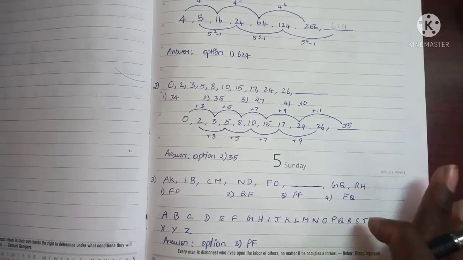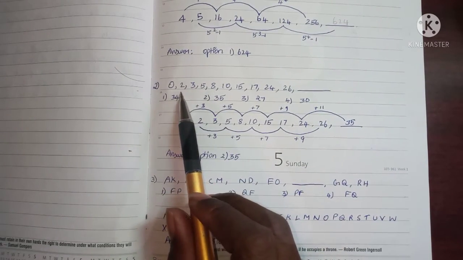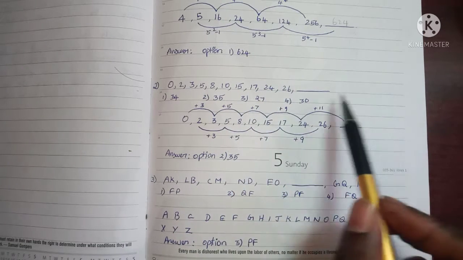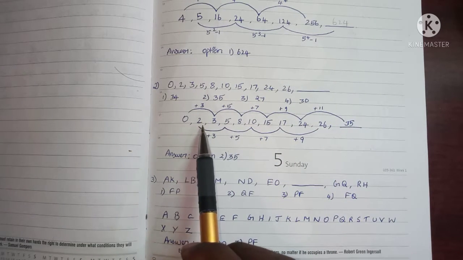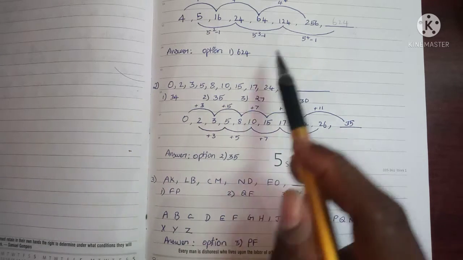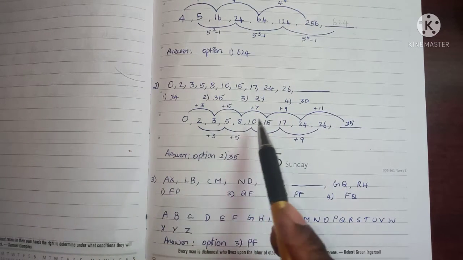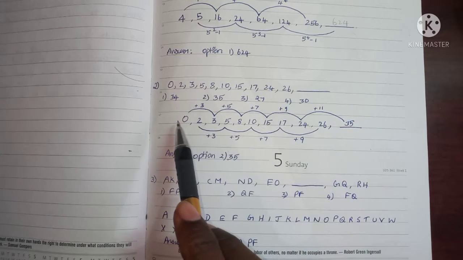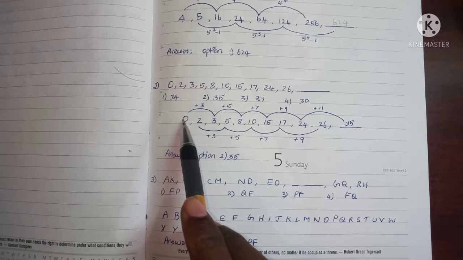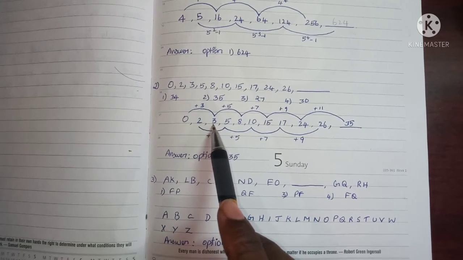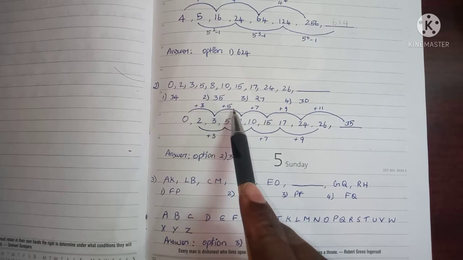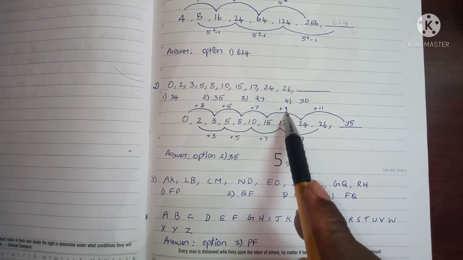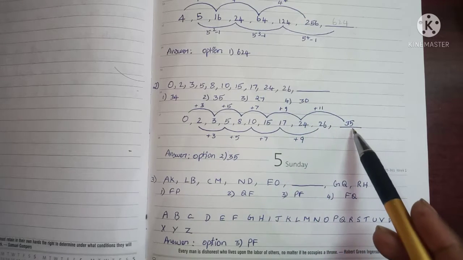And then for the second question, 0, 2, 3, 5, 8, 10, 15, 17, 24, 26 and the next term. So when we see the same principle, the odd places follow a certain principle and the even places follow a certain principle. The odd places follow: 0 plus 3 is equal to 3, 3 plus 5 is equal to 8, 8 plus 7 is equal to 15, 15 plus 9 is equal to 24, 24 plus 11 is equal to 35.